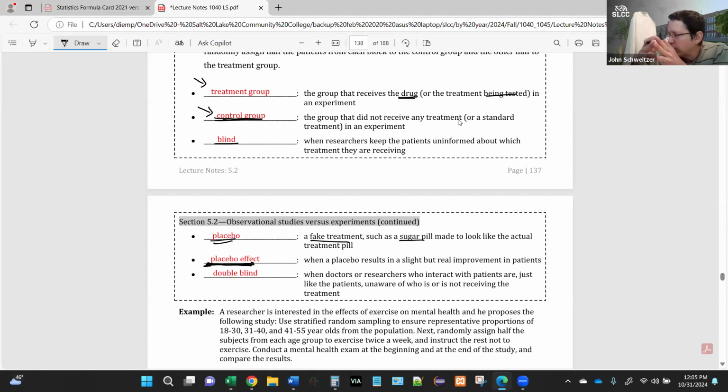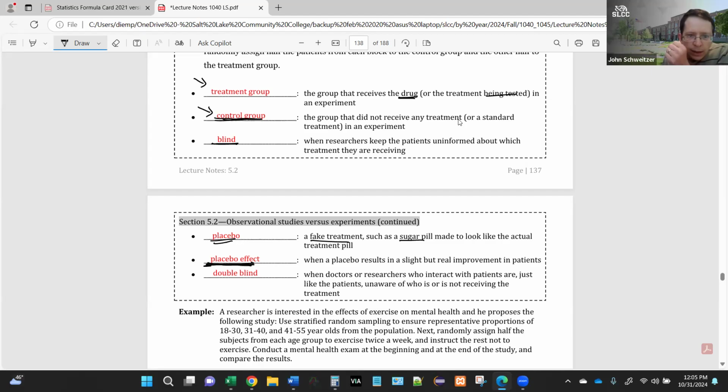It'll help us filter out the placebo effect, and it also establishes a baseline for what would happen if they didn't receive the medication at all. Okay, and then blindness is important because of the placebo effect, you don't want people to know if they're getting an actual treatment or just a fake treatment, right?